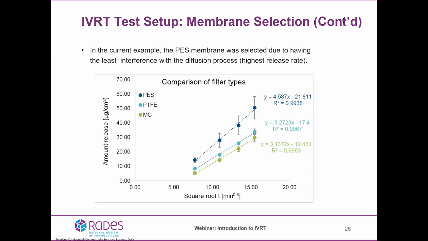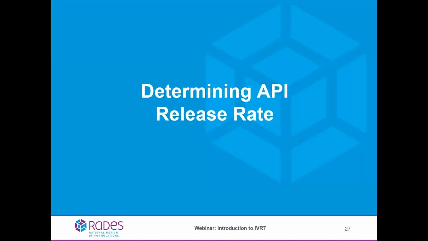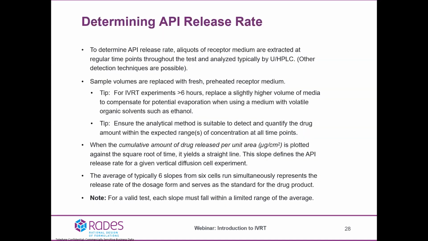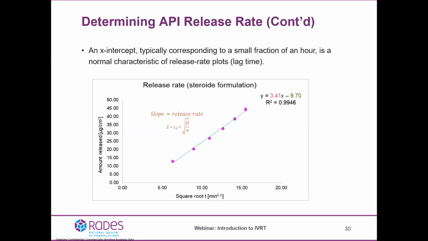But how can we calculate the release rate? The first step is to determine the API concentration in the receiver medium, usually performed by HPLC analysis. The cumulative amount of API per unit area is then plotted against the square root of sampling time. This should be a straight line, and the release rate is the slope of the line. Let's have a look at the next figure to make it more clear.